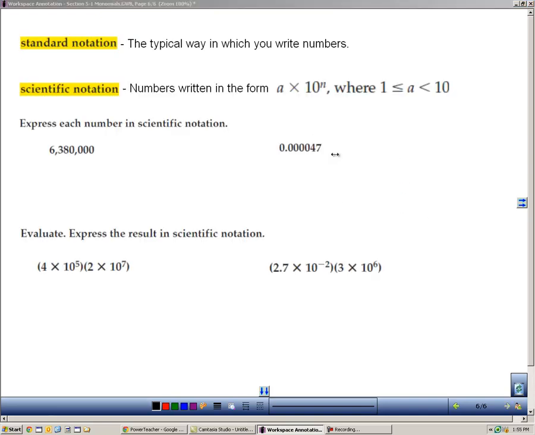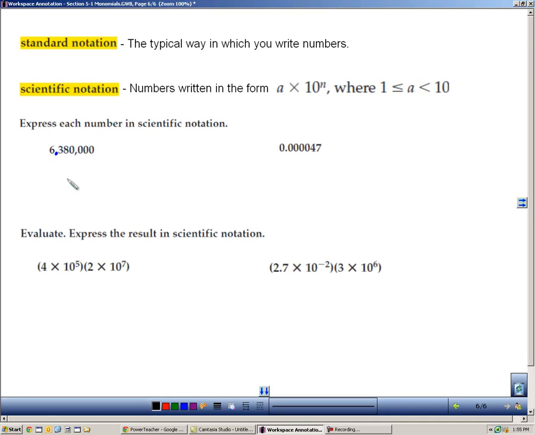Here's a quick review of scientific notation. Standard notation is a typical way that we write numbers, like this one and this one. Scientific notation is a way of writing numbers where you say a times 10 to the nth, and a has to be between 1 and 10. So if you look at this example, we would like this number to be something between 1 and 10. So where could I put the decimal point so it would be between 1 and 10? Right here. I would like this to be 6.38.